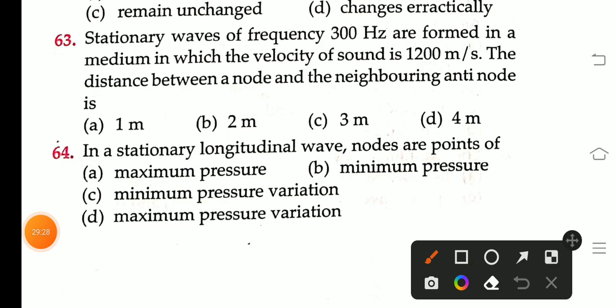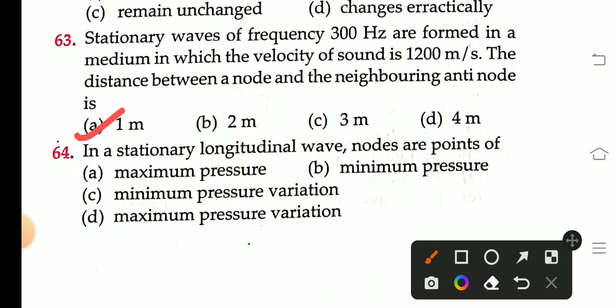Stationary waves of frequency 300 Hz are formed in a medium in which the velocity of sound is 1200 meters per second. The distance between a node and the neighboring antinode is. Right answer option A. 1 meter.